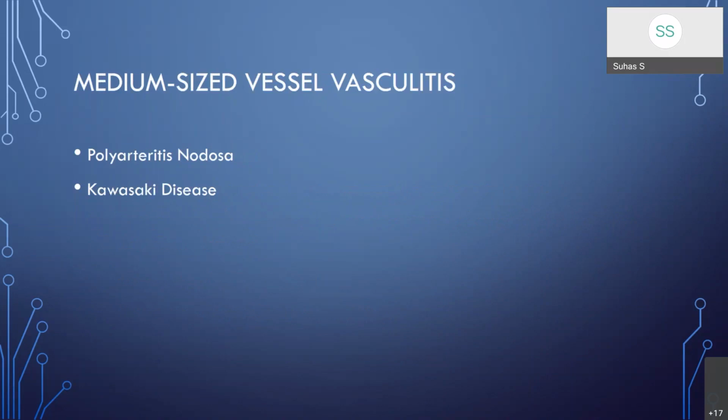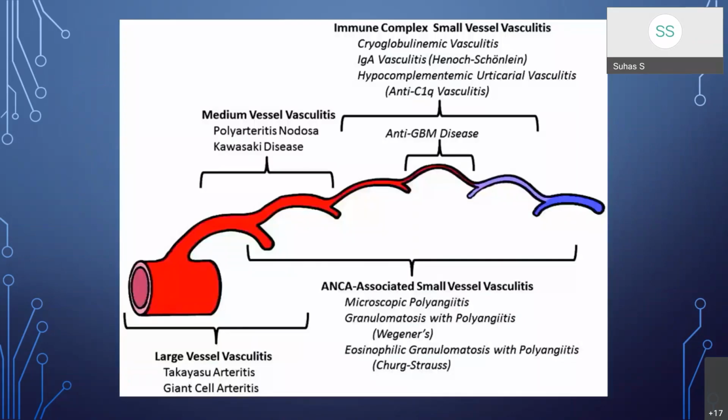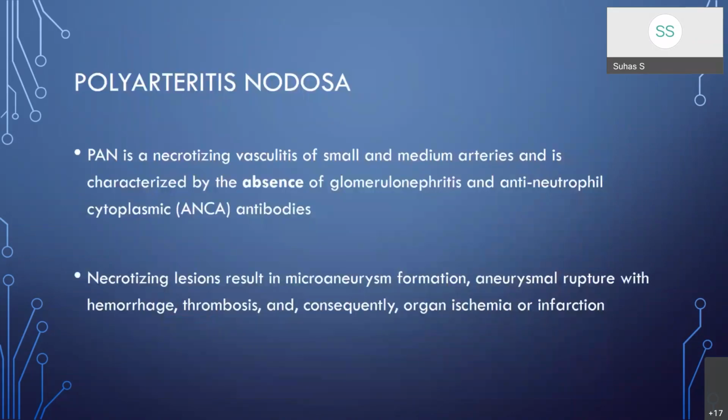Coming to medium-sized vasculitis, we have polyarteritis nodosa and Kawasaki disease. Coming to polyarteritis nodosa, this is necrotizing vasculitis of small and medium size arteries, and it is characterized by absence of glomerulonephritis and absence of ANCA antibodies. So necrotizing lesions result in microaneurysm formation, and aneurysm rupture can lead to hemorrhage, and it can also lead to thrombosis and consequent organ ischemia and infarction.